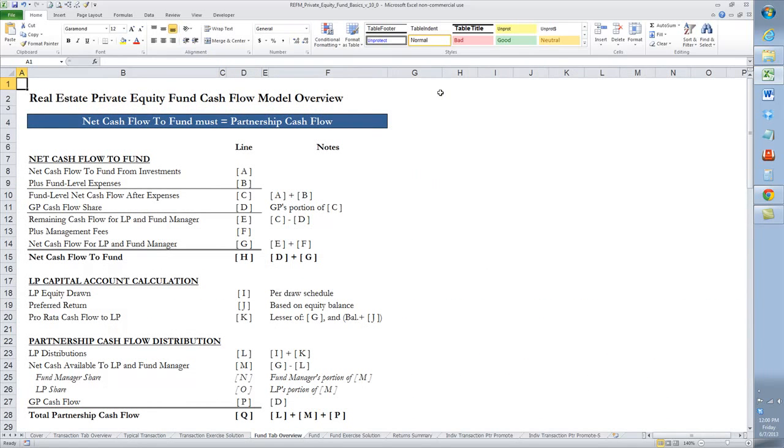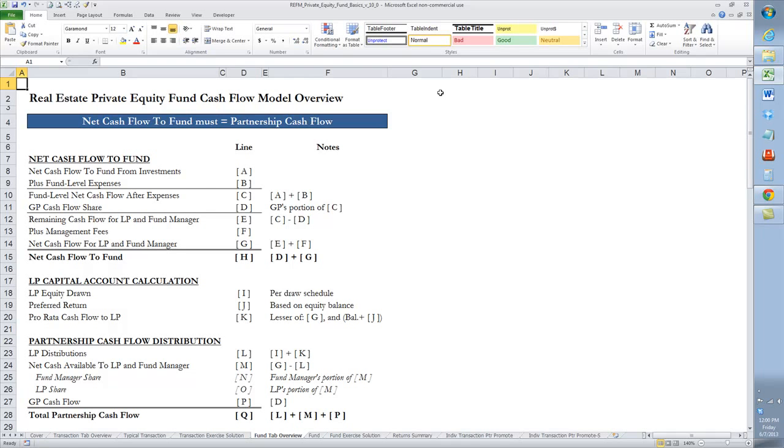Let's look at the Fund tab overview now. The 3 main sections we have are net cash flow to the fund, the limited partner capital account calculation, and the partnership cash flow distribution. The cardinal rule we mentioned before refers to the required match between lines H and Q. The LP account calculation is really an interim step that flows into the partnership section.